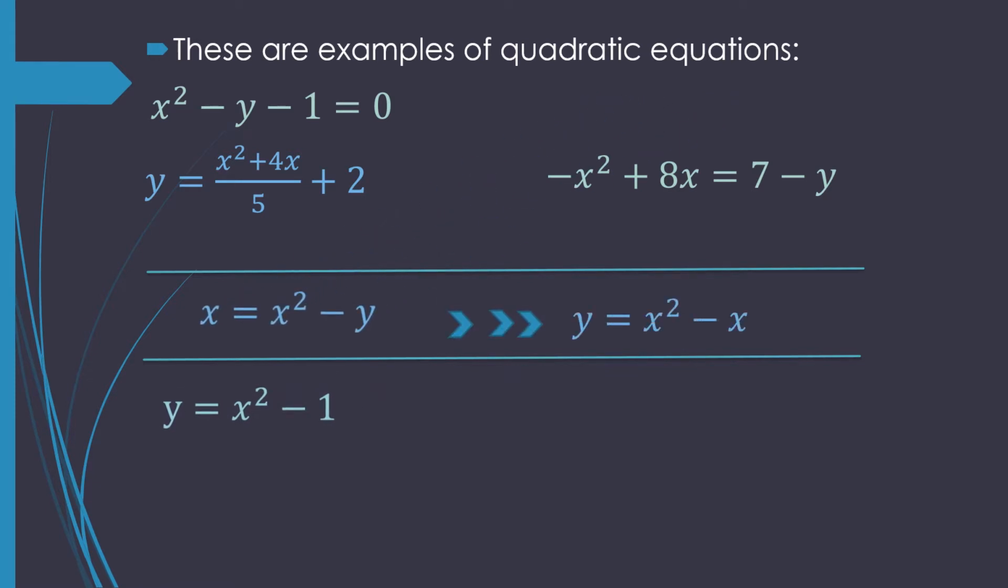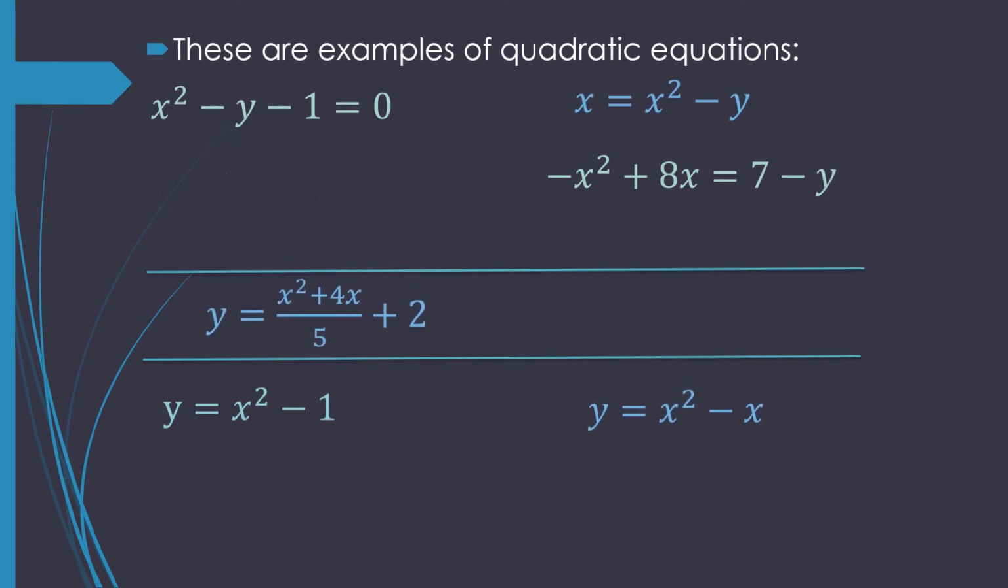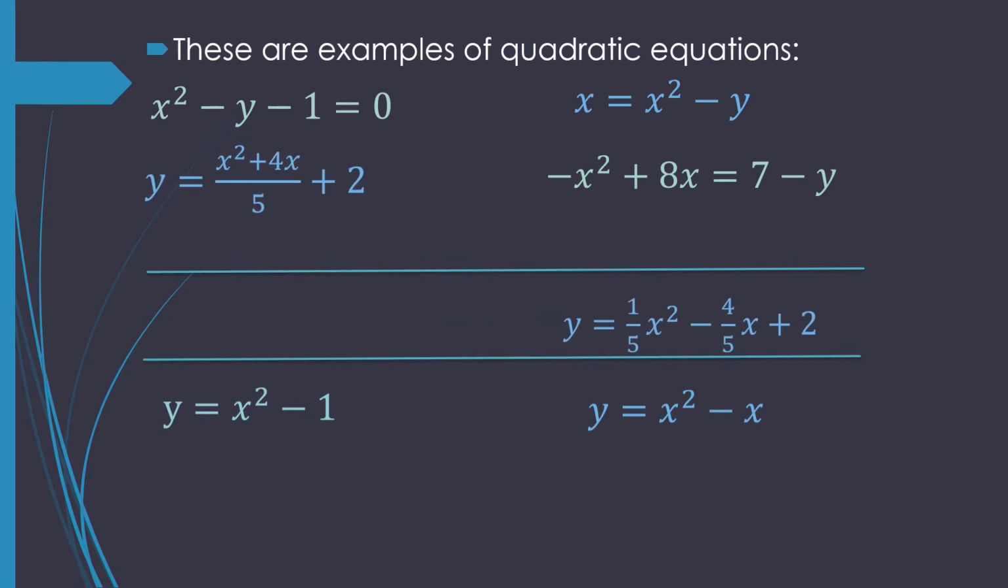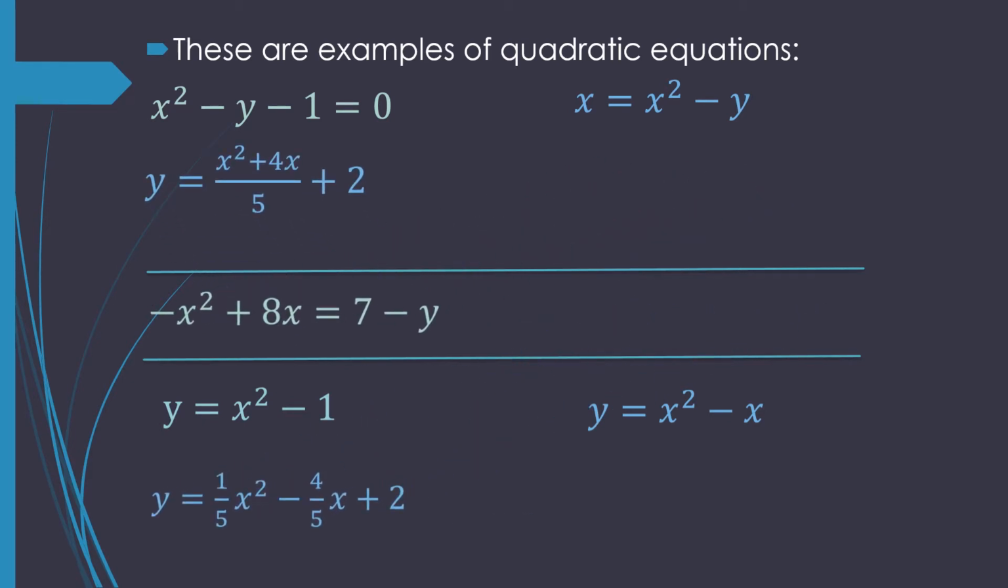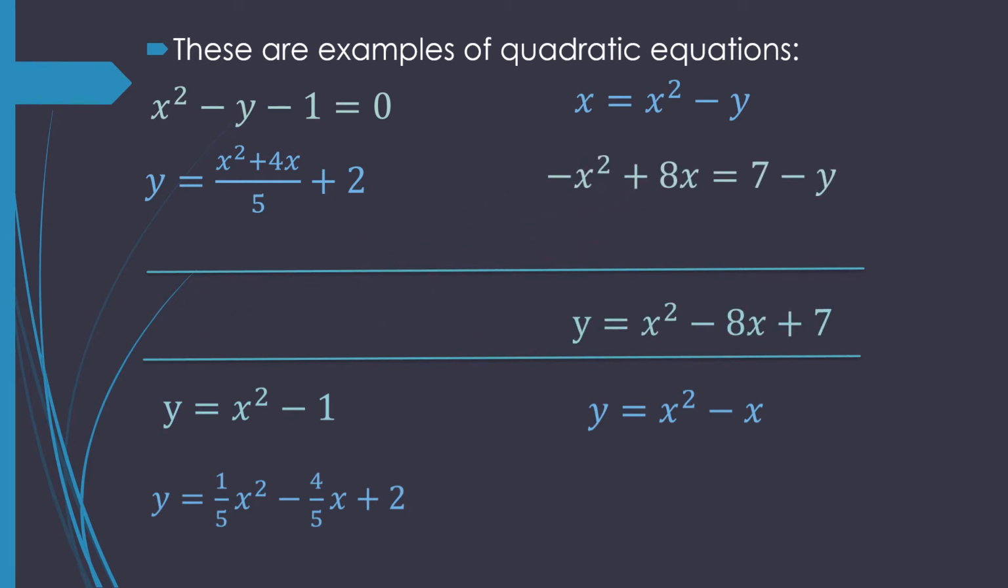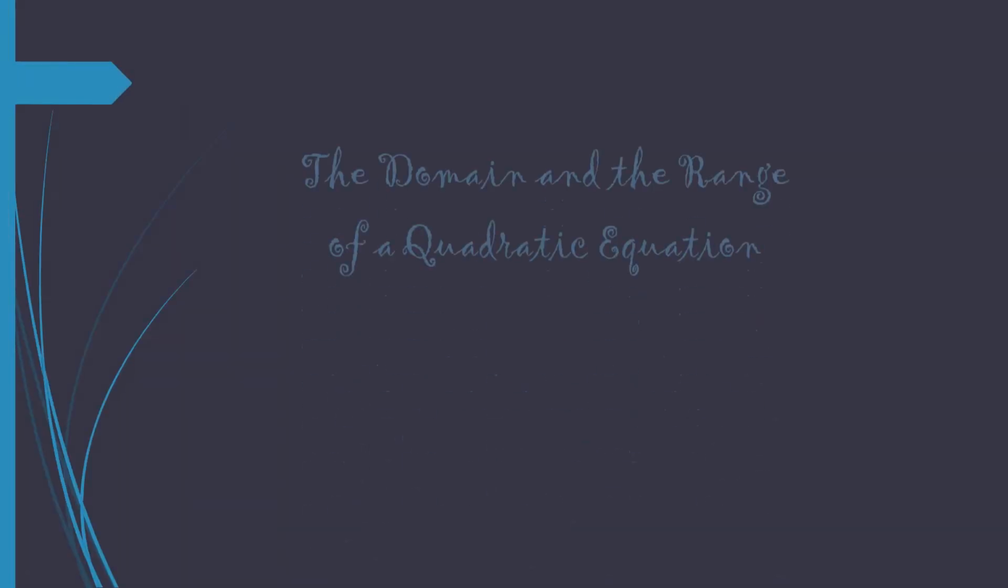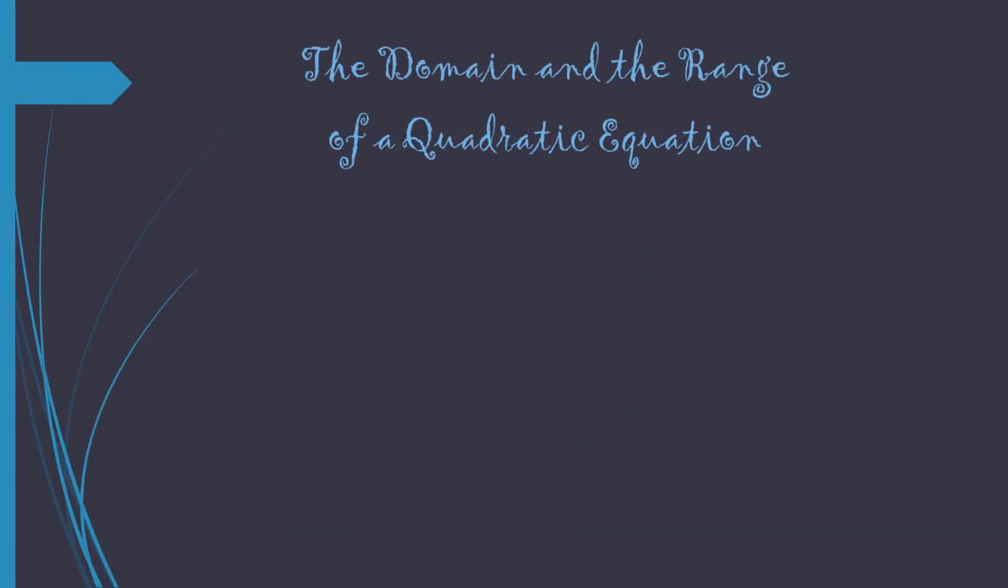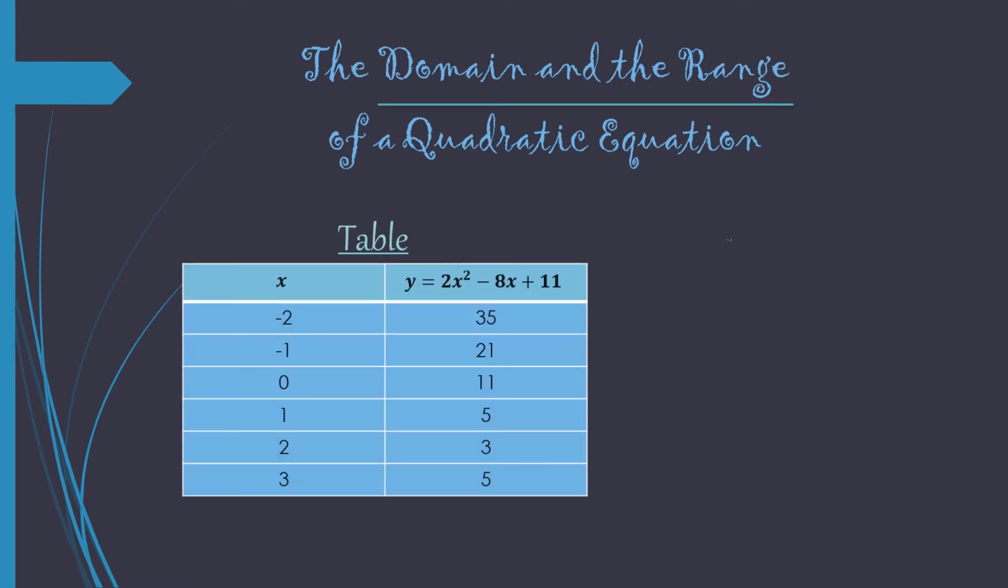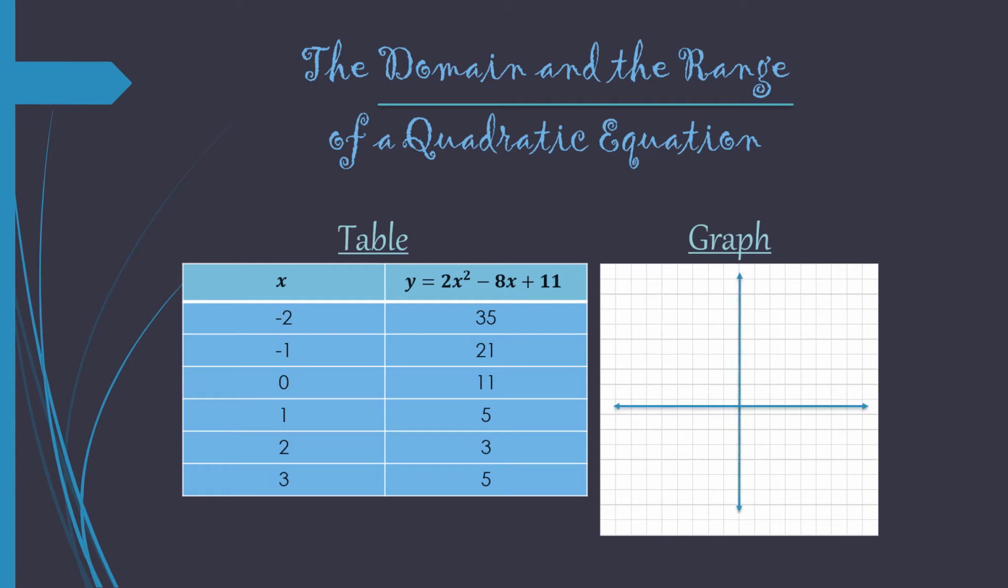And example number 2, and then example number 3, and last example. The domain and the range of a quadratic equation. A table and a graph can both be used to show solutions to a quadratic equation.